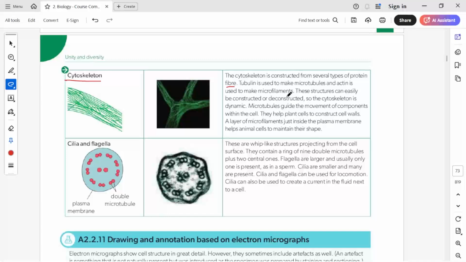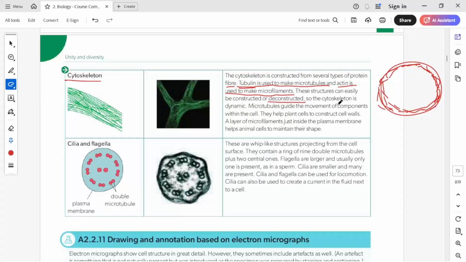So why do cells need this cytoskeleton? To give the cell a particular structure or shape, certain proteins form a cytoskeleton, or skeletal structure, just inside the plasma membrane. So they will keep the cell intact, and these different proteins are tubulins, which will form microtubules. Okay, so tubulins are making microtubules. Actins will form microfilaments. So these structures can easily be constructed or deconstructed. So the cytoskeleton is dynamic. That means it keeps on moving from time to time.